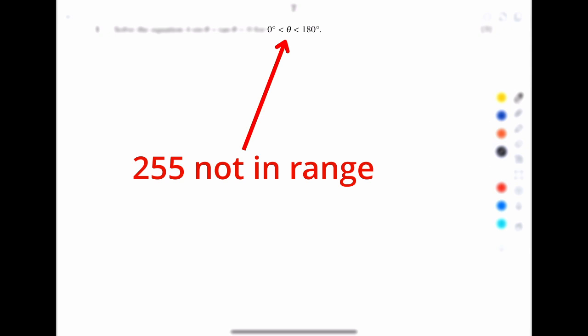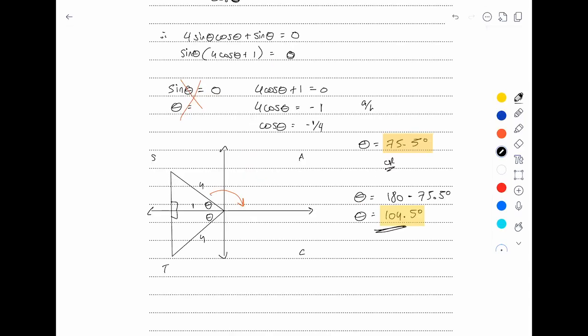Now, 255.5 degrees is obviously outside of our boundary. And so we're left with 104.5 degrees, which fits our boundary and is therefore the final answer to this question.